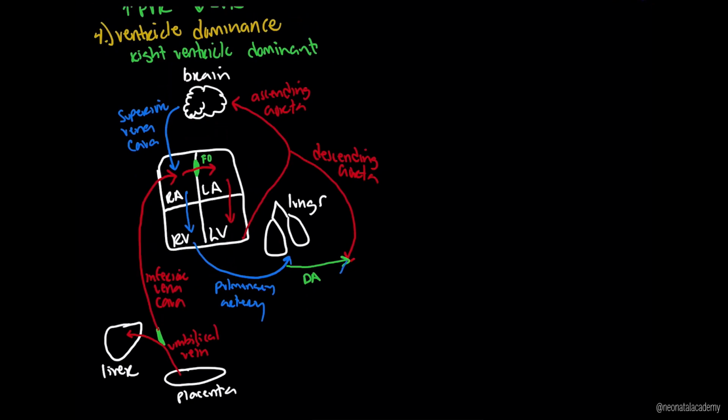And from this point on, I will draw deoxygenated blood going back to the placenta to be reoxygenated, and we have the umbilical arteries there. Umbilical arteries.